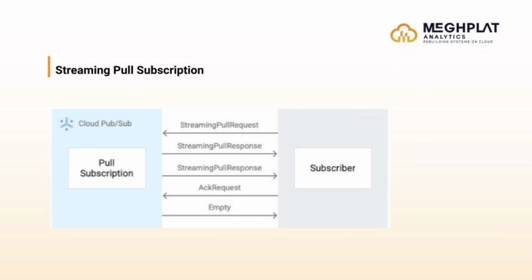However, the connection is not broken. Whenever there is a sufficient amount of throughput quota available again, the stream resumes by sending the streaming pull response to the subscriber with the acknowledgement ID and the messages.